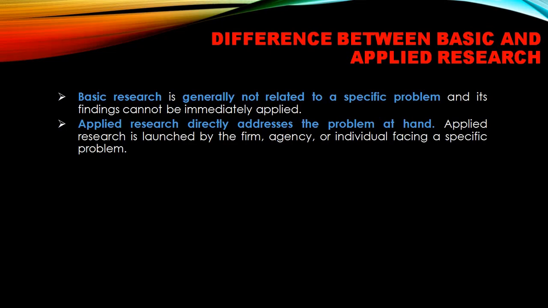So I can say what Alexander Fleming did is applied research, whereas basic research is something that was done by Christopher Columbus. He had no problem. He just wanted to add to the body of knowledge. He wanted to discover a new place. So what he did forms basic research.